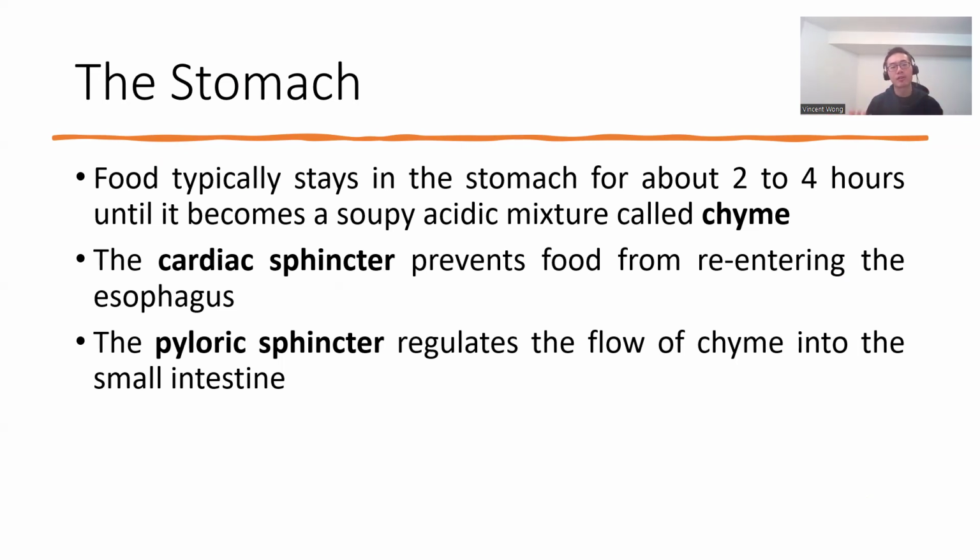But at the end of the digestive process, you will end up having a soupy acidic mixture. That's called the chyme. It's nothing mysterious. If you vomit, the stuff that comes out is basically what chyme looks like. It's acidic, partially digested food. I told you the stomach has a cardiac sphincter on top that prevents the food from going back up. There's also the pyloric sphincter that regulates how much chyme can move on to the small intestine.